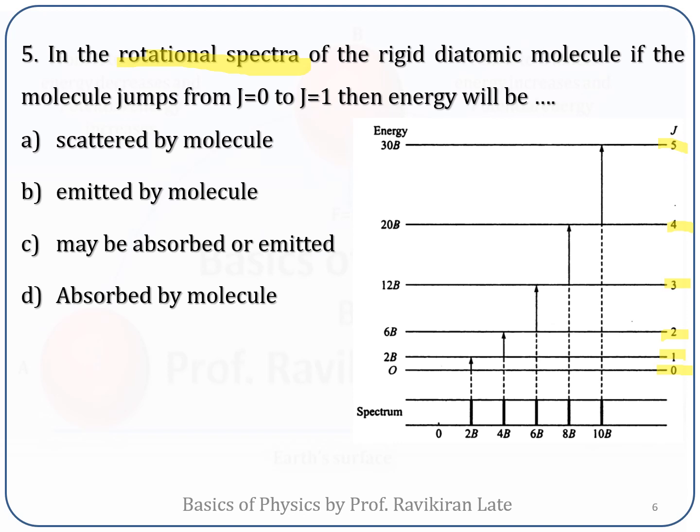If the molecule is going from J equal to 0 to J equal to 1, the molecule is going to an excited state. Whenever you need to transfer a molecule from a lower energy level to a higher energy level, you need to provide energy to the molecule. So the energy which is incident on the molecule will be absorbed. So it is option D, the appropriate option for this question. In the rotational spectra of a rigid diatomic molecule, if the molecule jumps from J equal to 0 to J equal to 1, then energy will be absorbed by the molecule.